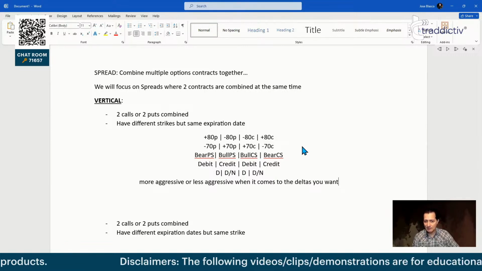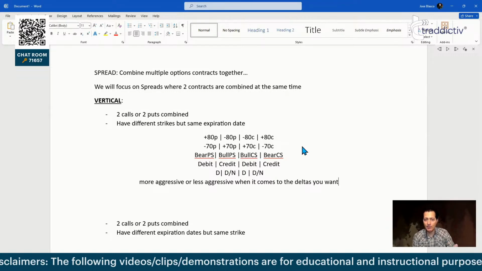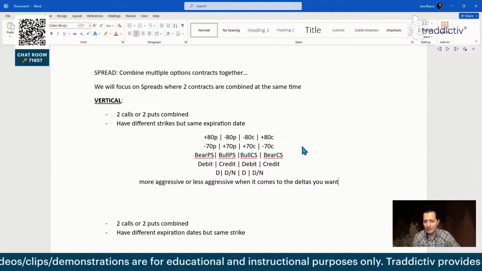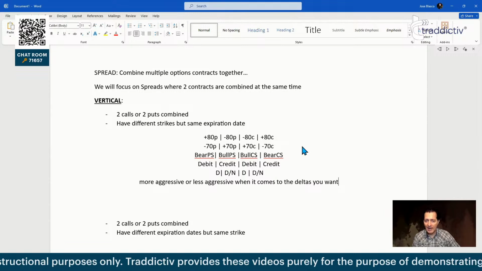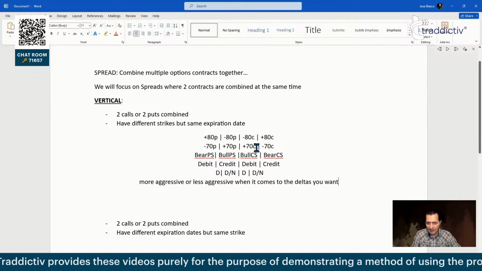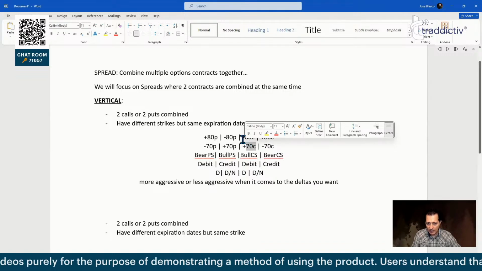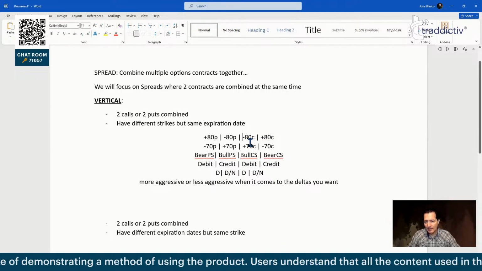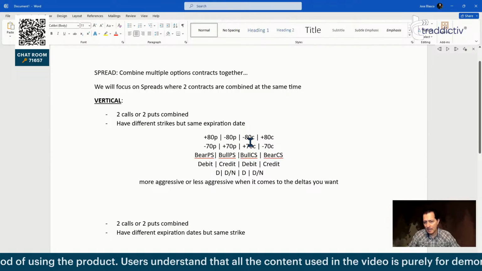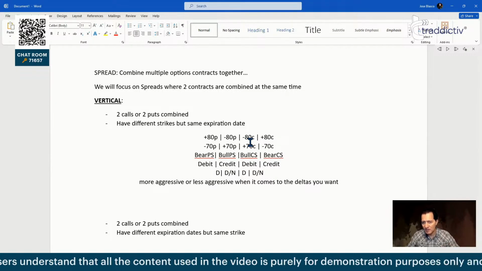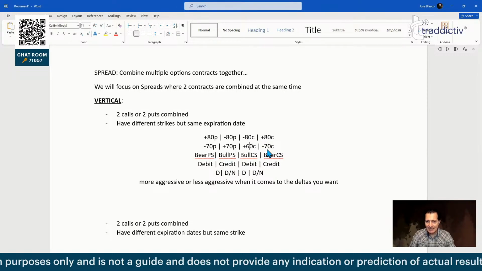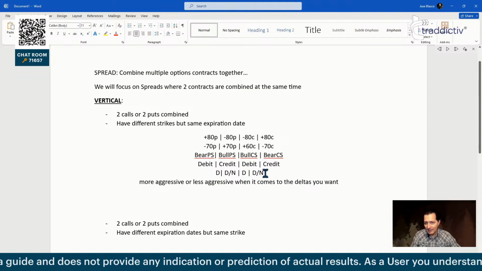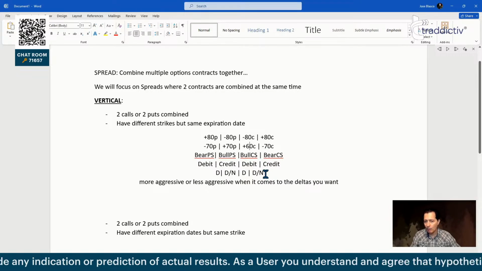This is for credit, but to be honest, for debit strategies, which are the bear put spread and the bull call spread, the very same rationale applies. If you buy, for example, the 70-80 call, you're going to get X amount of deltas, let's say 20. Let's say you want to be more aggressive. Well, instead of buying the 70-80 call, you could buy the 60-80 call. That will give you more deltas, and therefore the trade will profit faster with direction.